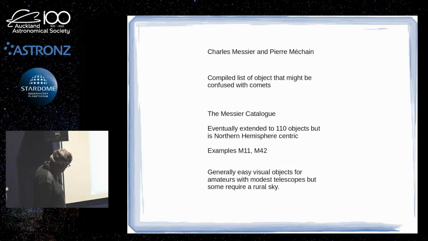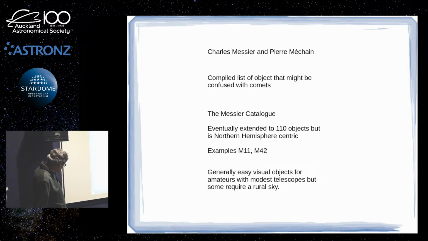So the main reason they did these is they weren't actually interested in these objects. They catalogued them so they wouldn't be mistaken for comets, because their primary interest was discovering comets. So they'd say, oh, is that a comet? Oh no, it's in the catalogue. It's basically a fuzzy blob that's always there. Okay.